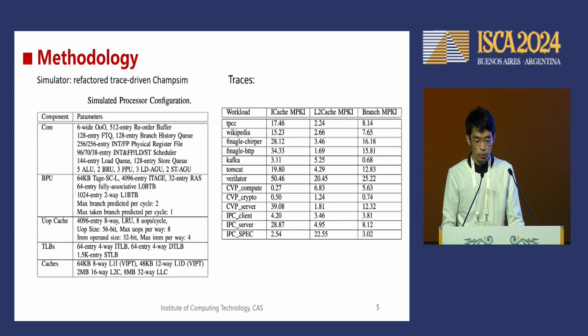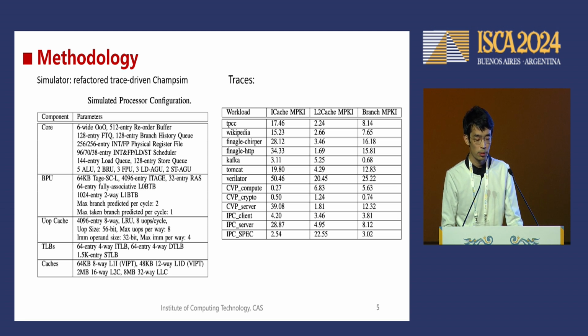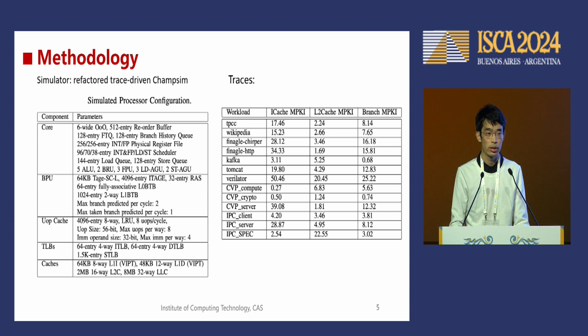And in this study, we used a completely refactored version of ChampSim, and it's calibrated to conform to real processors with many new features. The traces include IPC1, CVP1, and various real-world applications with significant front-end pressure. And these 1,200 traces exhibit distinct characteristics and ensure the good applicability of our research.